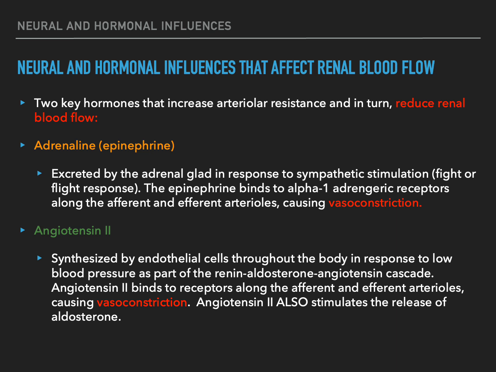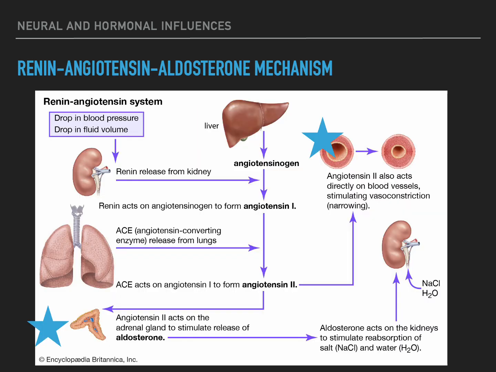Angiotensin II is synthesized by the endothelial cells throughout the body in response to low blood pressure as part of the renin-angiotensin-aldosterone cascade. Angiotensin II binds to receptors along the afferent and efferent arterioles, causing vasoconstriction. Angiotensin II also stimulates the release of aldosterone. Angiotensin II is the main effector molecule in the renin-angiotensin-aldosterone cascade, and I pointed it out in this schematic using the blue stars.